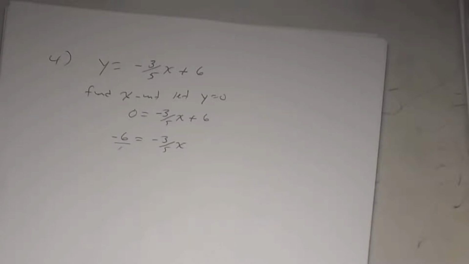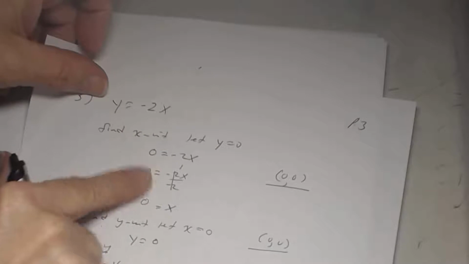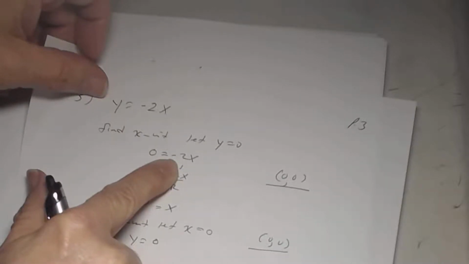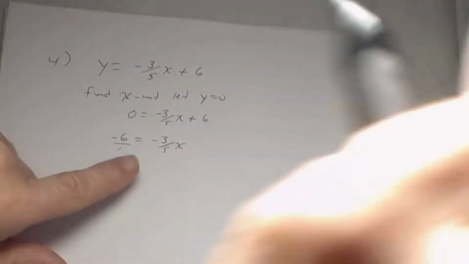So remember, to get x by itself, if you look at a previous problem we did, here when I got x by itself, I divided both sides by the coefficient, right? What's this coefficient right here?